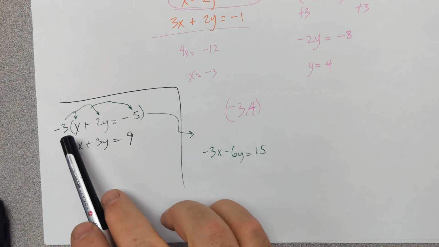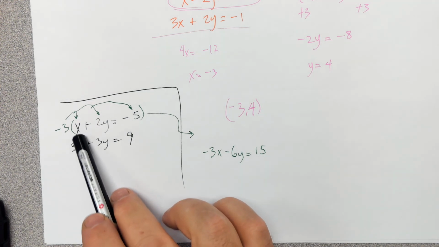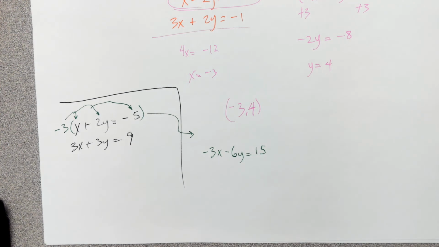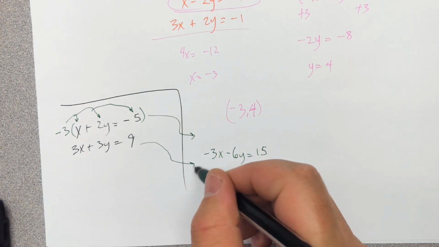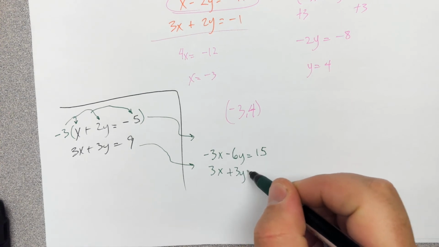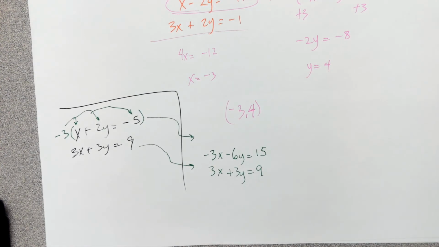So you're going to multiply the first one by negative 3, because then these will be opposite. The bottom one is going to stay the same. Negative 3x plus 3y equals negative 9. Okay. Do you see now? Yeah. Wow.